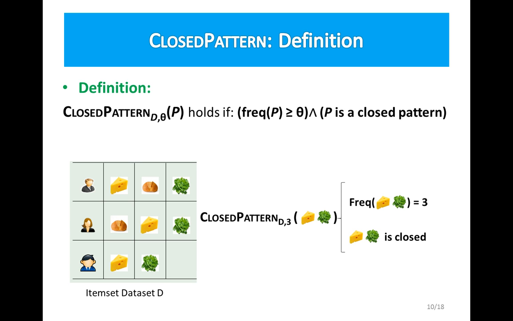So here we have our global constraint, which ensures both the frequency constraint and the closedness constraint. So given a data set and a minimum support threshold, the global constraint holds if the item set is frequent and the item set is closed. For example, if we have the item set composed of cheese and salad, here the global constraint is satisfied since the item set is frequent and the item set is closed.